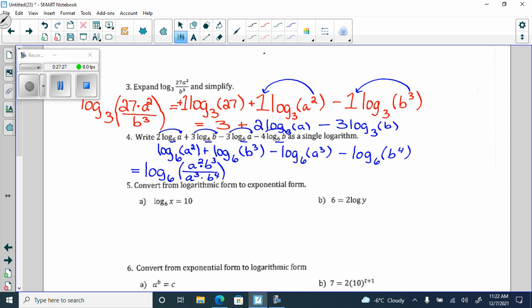What can I cancel off? The A squared cancels off 2 of these because it's multiplied. I can do this. If there's a plus or minus sign, I wouldn't be able to. B cubed cancels off 3 of these. What's left in the numerator? If it's all canceled off, what's left in the numerator? A 1.